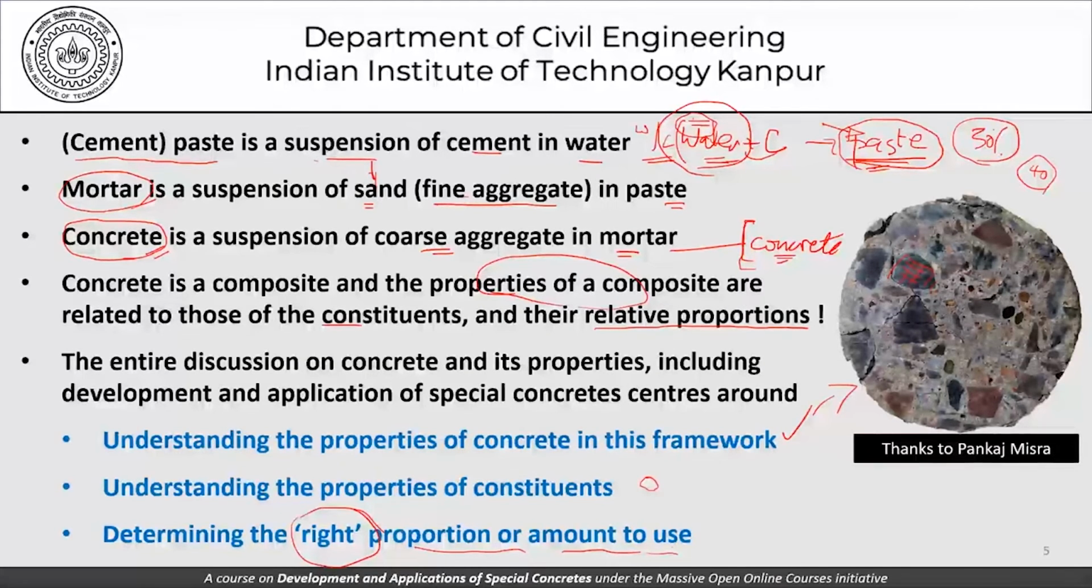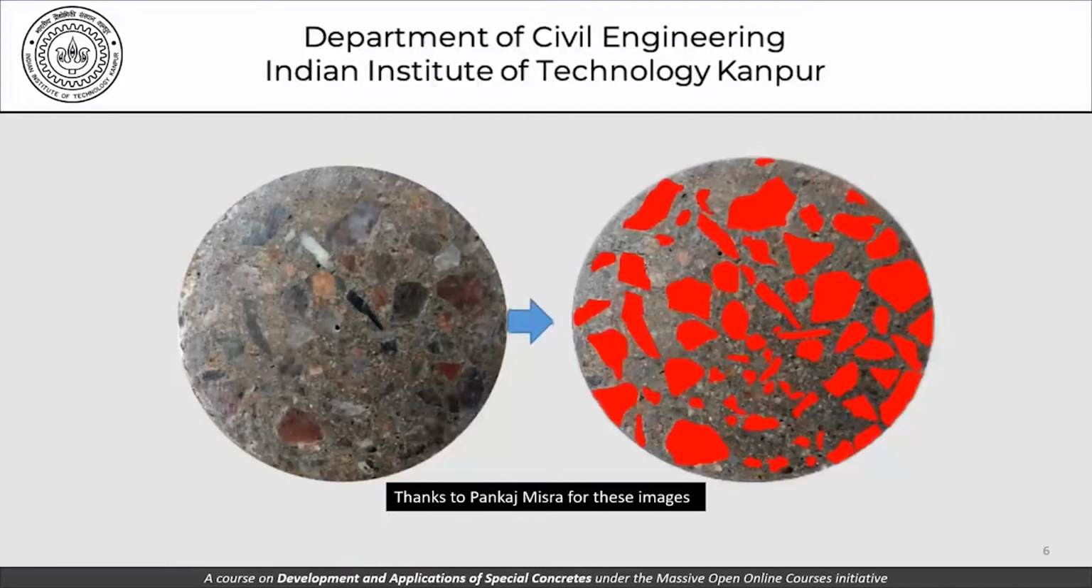I would like you to do that experiment and try to convince yourself that this is how we can understand the properties of concrete very, very clearly and possibly simply. Here is a picture where this concrete slice has been transformed into this image. Now, what are the conclusions that we can draw as far as this image is concerned?